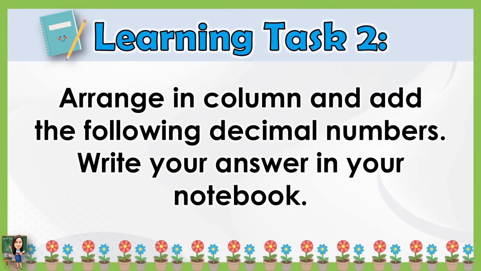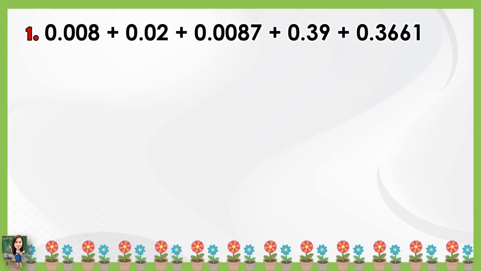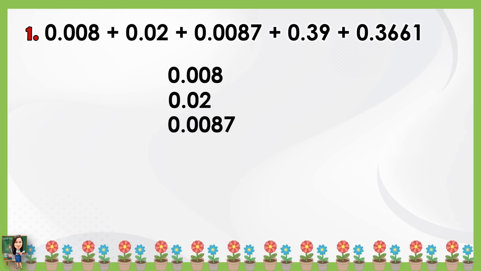Now let's proceed to Learning Task 2. Arrange in column and add the following decimal numbers. Write your answer in your notebook. Number 1. Arrange the digits in columns and align the decimal points. 8,000ths plus 200ths plus 87 10,000ths plus 39 hundredths plus 3,661 10,000ths.